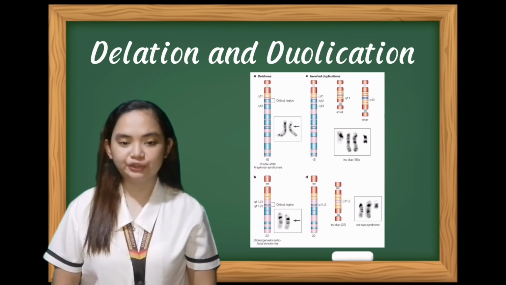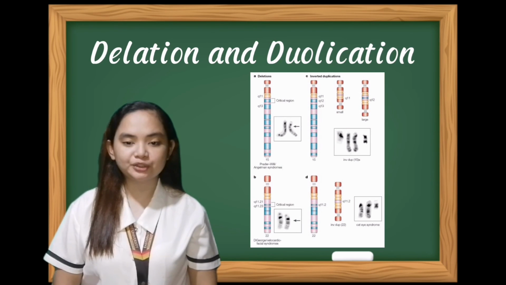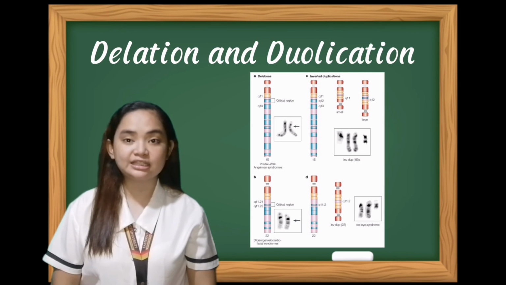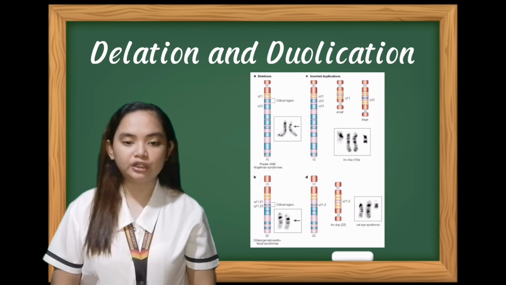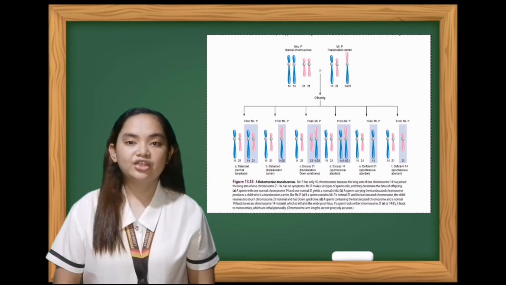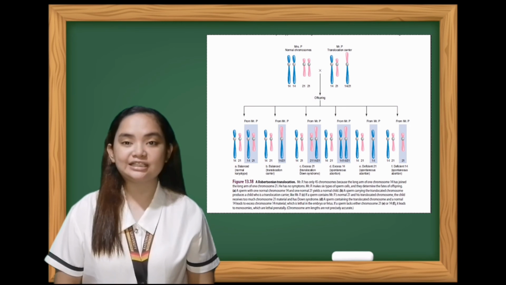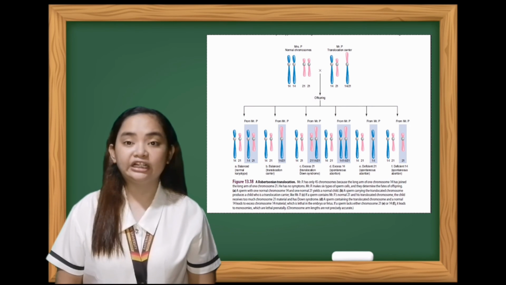Deletion and duplication. Deletion occurs when a chromosome breaks and some genetic material is lost. Deletion can be large or small and can occur anywhere along a chromosome. Duplication occurs when a part of a chromosome is abnormally copied. There are two major types of translocations, as well as rare types.